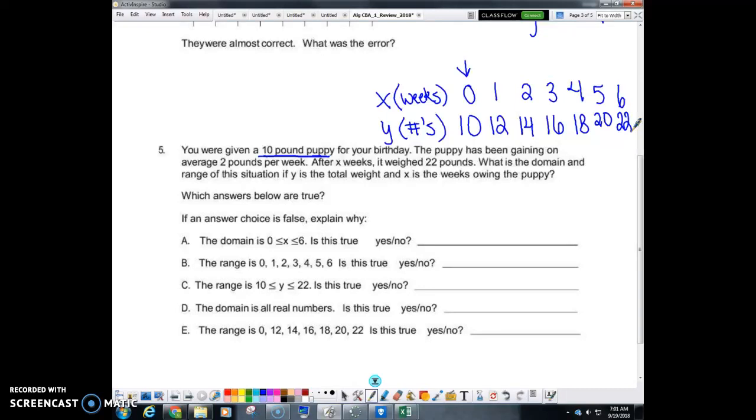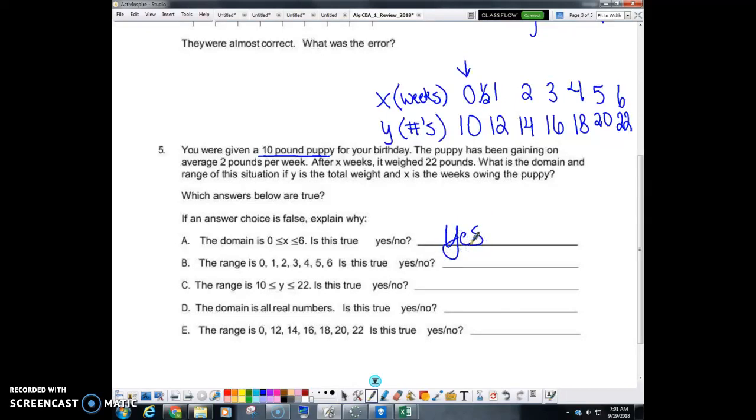Well, let's look at our domain. It goes from 0 all the way to 6. And in between, we could have half a week, right? Like when you say, hey, I'll get back to you in a week and a half. So it is possible. So yes, that is our domain.